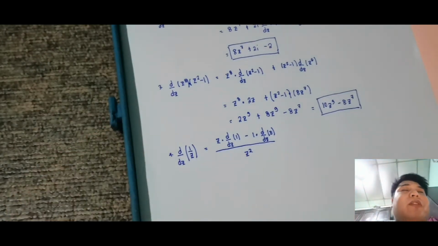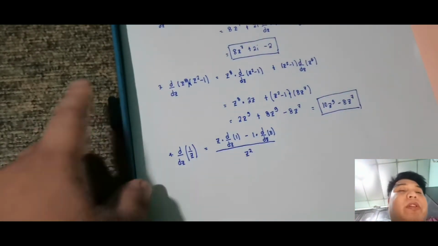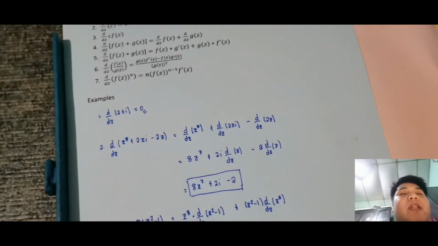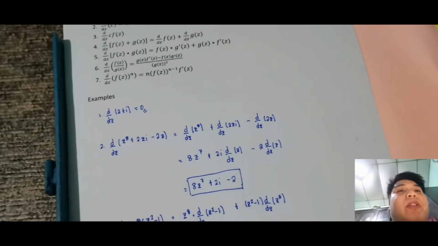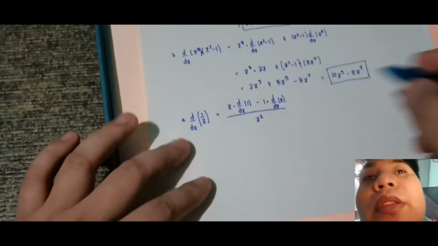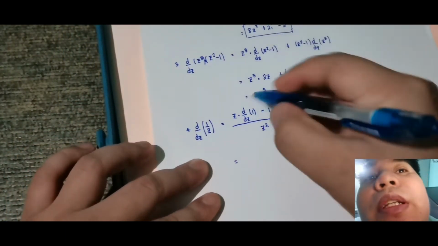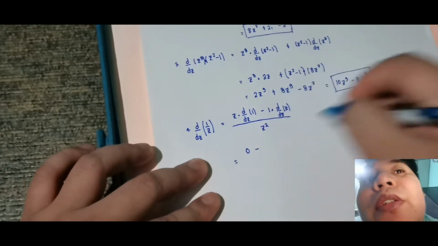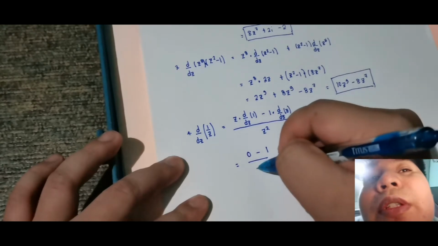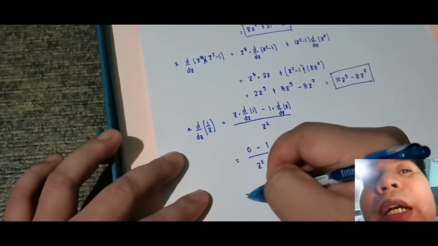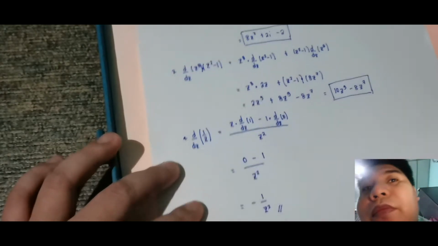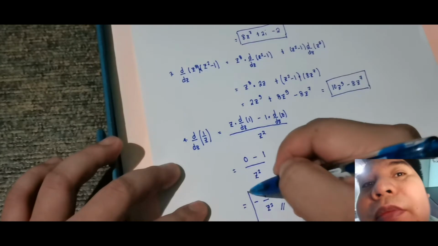Yan ay BDU minus UDB over B squared, or simply dito siya ay g of z times f prime of z minus f of z times g prime of z over g of z raised to 2. Okay, so again, obviously this is equivalent sa 0. Ito ay 0 minus derivative of z with respect sa z is 1. So this is 1 all over z squared. Okay, so therefore ang kanyang derivative is negative 1 over z squared. Okay, or box ko na lang din.